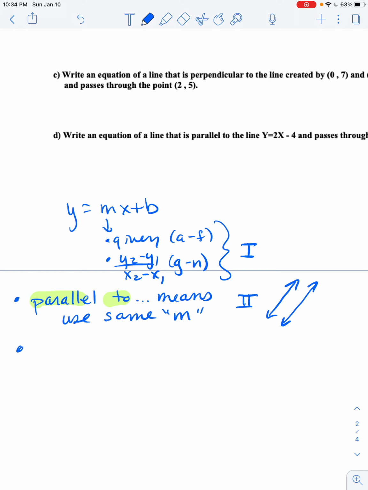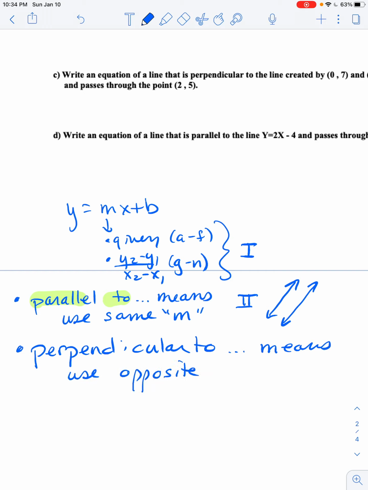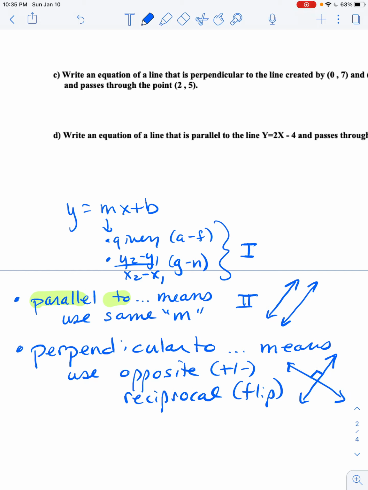And then the last way is they're going to say it's perpendicular to this other line. And what that means is that you need to use the opposite. So if it's plus, you change it to minus, and if it's minus, you change it to plus. And you have to do the reciprocal, which means you need to flip it over. And that will guarantee if you have one line going this way, the other line's not just going to cross it, but it's going to cross it at a 90-degree angle and therefore be perpendicular to it.